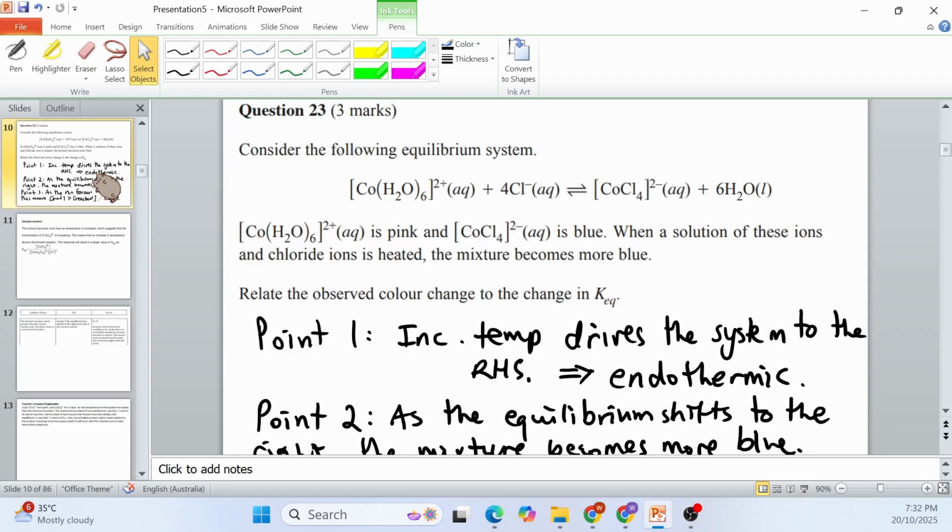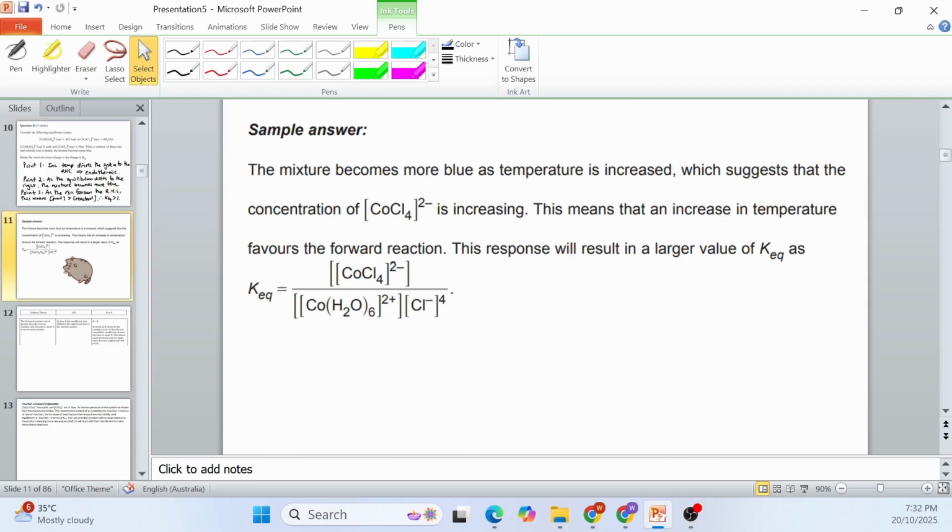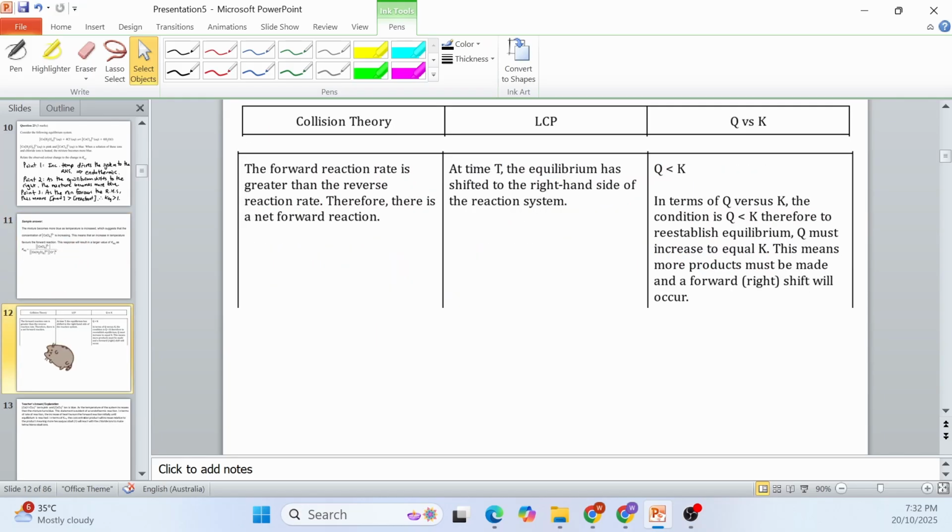So in terms of the change in KEQ, we can use the KEQ formula. And we know that before K is reached, there is Q. In terms of Q versus K, the condition is Q less than K. Therefore, to re-establish equilibrium, Q must increase to equal K. This means more products must be made and a forward shift will occur.